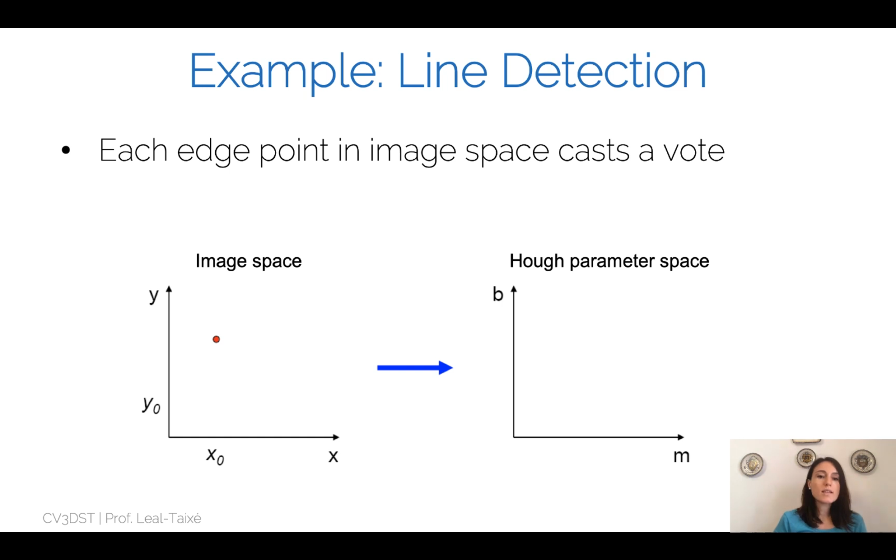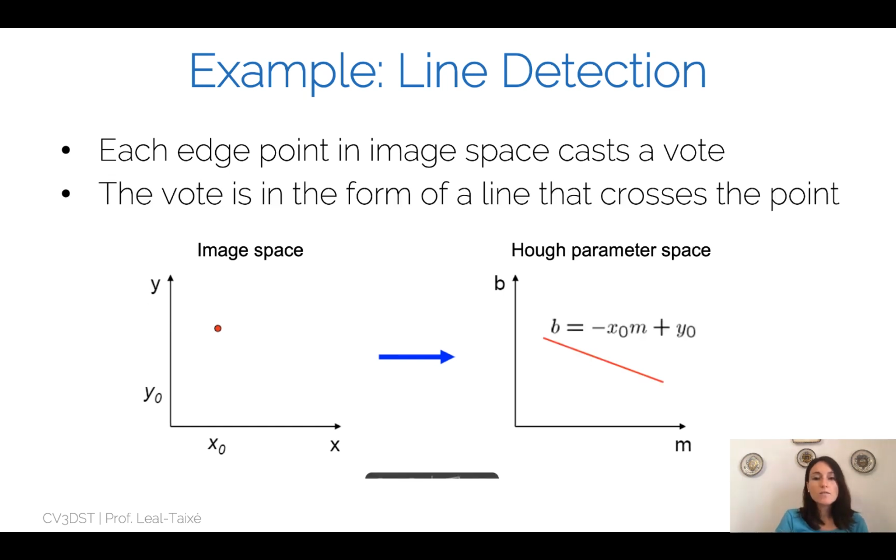Now what we can do is that each point in the image space, for example in this case x0, y0, actually casts a vote into the Hough parameter space. And this vote actually takes the form of a line that crosses that point. So it is important to note that this line, which is parameterized by M and B, is always going to cross the point x0, y0. So essentially this represents all the lines that are going to cross that point.